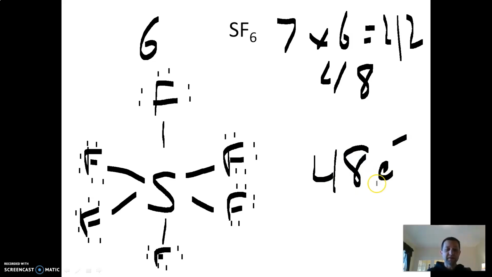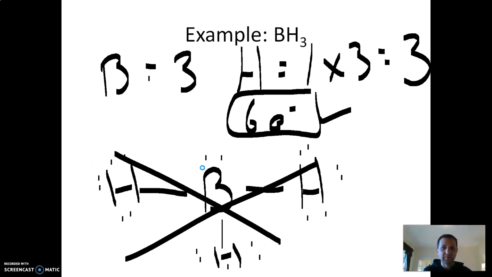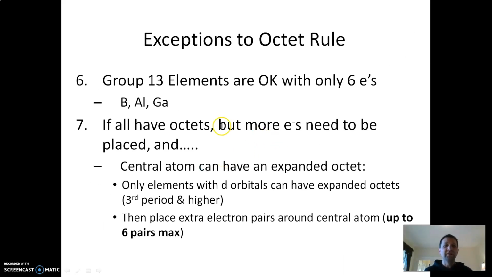All right, so that takes care of this one. You're going to say, well, I'm breaking the octet rule. There's sulfur in the middle here, so we have 2, 4, 6, 8, 10, 12. That could happen. Now here's the last thing for this quick review. If you go back to our rules, if everything has an octet but more electrons are needed, you can put them on the central atom.